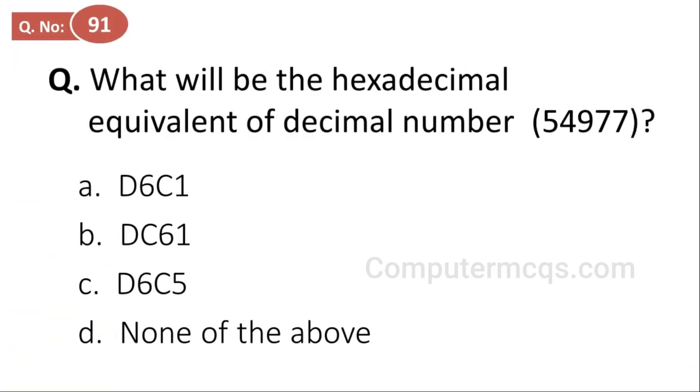What will be the hexadecimal equivalent of decimal number 54977? Options are D6C1, DC61, D6C5, none of the above, and the correct answer is option A, D6C1.